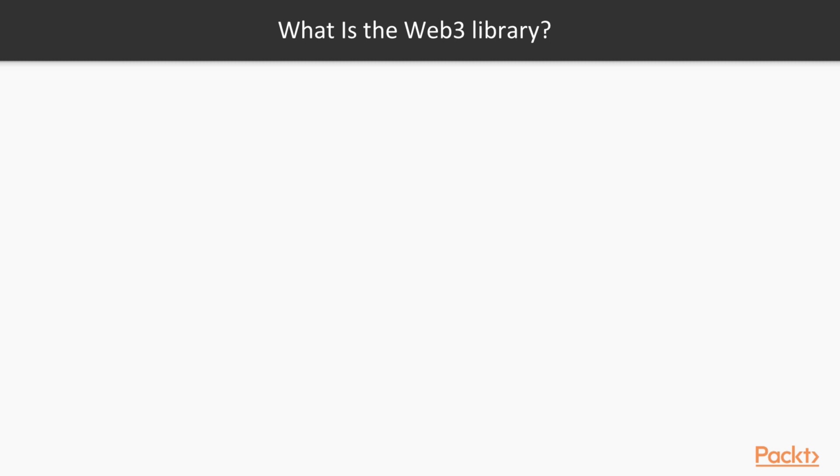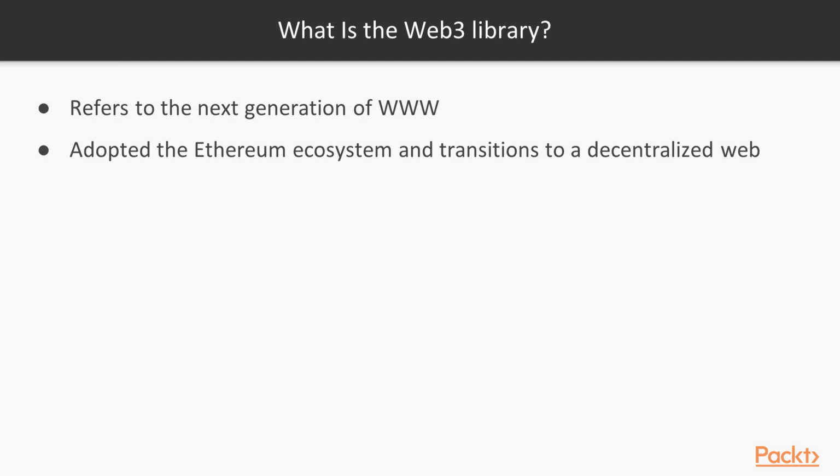So before I let Harsha take it away with getting started with token generation using Solidity, I just wanted to go over what the Web3 library is and how it's really just revolutionizing blockchain development. Web3 refers to the next generation of the World Wide Web, preferably the World Wide Web where there's going to be a lot more decentralization and people will be using cryptocurrencies more often. So this is really just an early look into what the World Wide Web will be like. It has adopted the Ethereum ecosystem and transitions to the decentralized web.